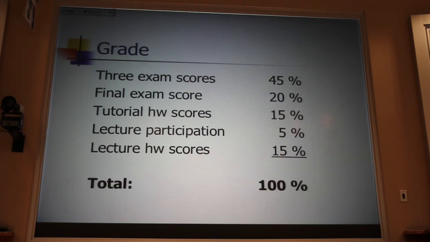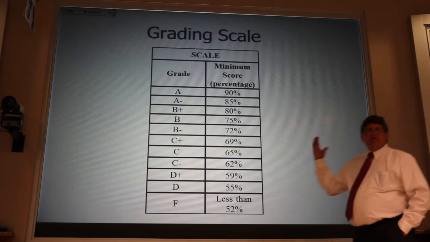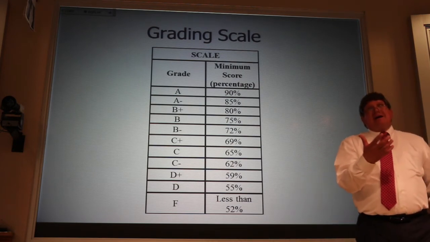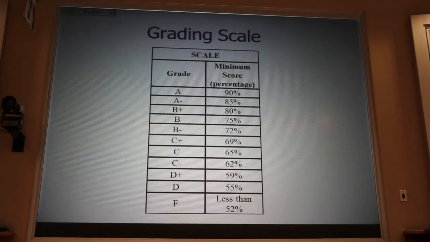That gives us 100%. Now the grading scheme that I use, because we have pre-meds in here, I try to have about a third of the students get an A or an A minus. And I found that that works best if I have a cutoff for an A minus at 85. Now here's the deal.